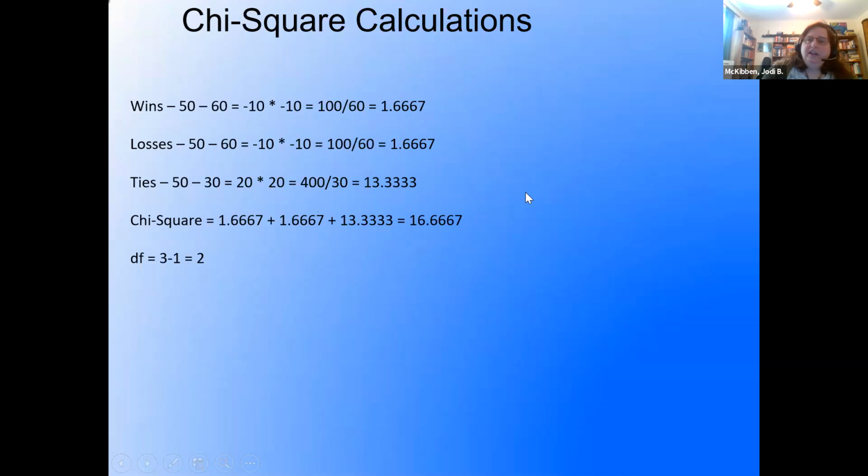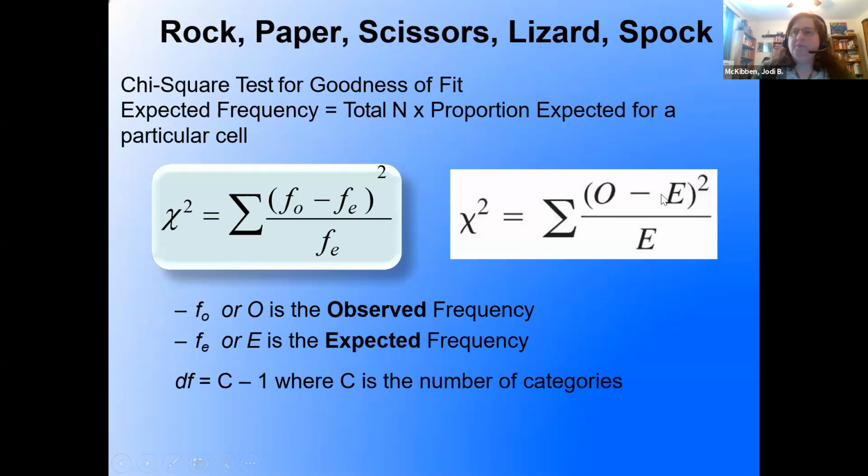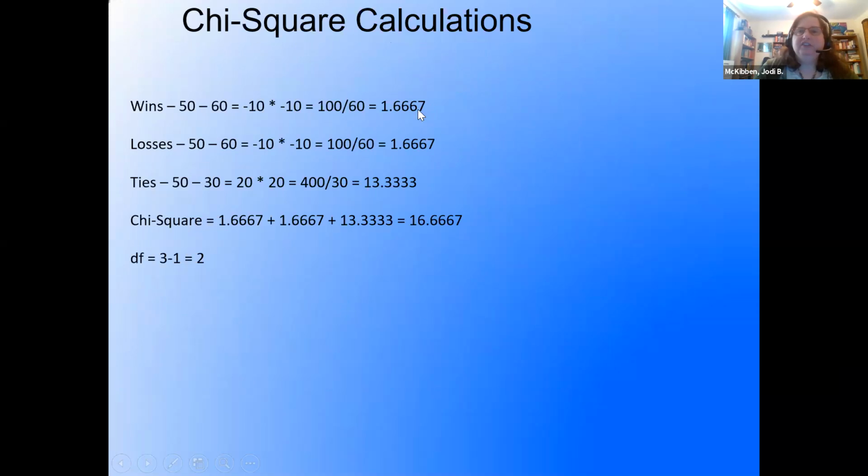Now the last thing, I'll show you this one more time because I want to make sure it's clear. The observed minus expected squared over the expected, that's what we just did. Now what do we have to do? What does this little sign mean? Add them all up. So we're going to add up our 1.6667, our 1.6667, and our 13.3333, where we get 16.6667. Great. That's our chi-square. That's all we have to do to calculate our chi-square.